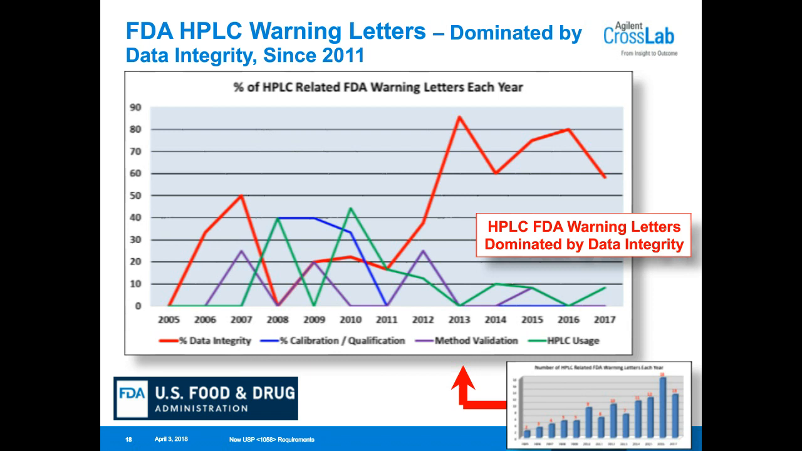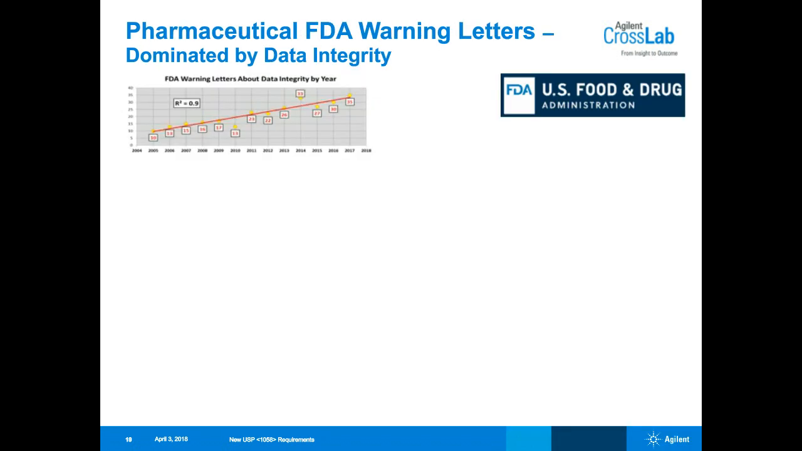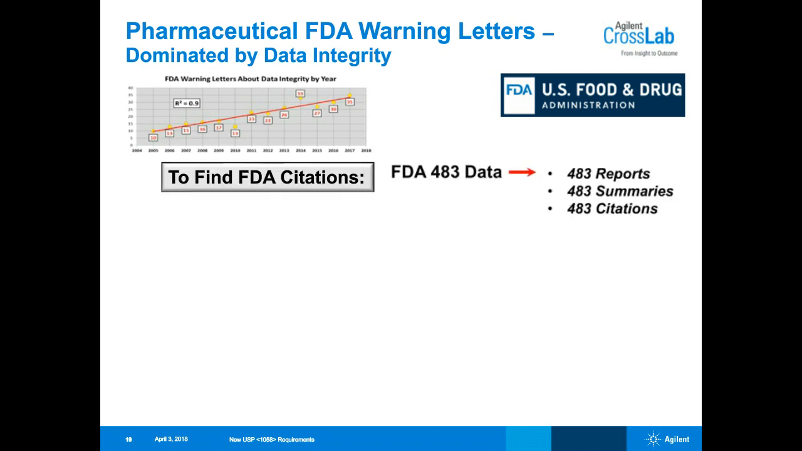A further example of this dominance is shown here. The small graph in the top left just shows the number of warning letters related to data integrity the FDA have issued each year. And you see that there's a significant linear trend. This means that if you want to understand what the FDA are concerned about for analytical instrument qualification, you have to look in further detail. You have to look in other data, such as the FDA 483 data.